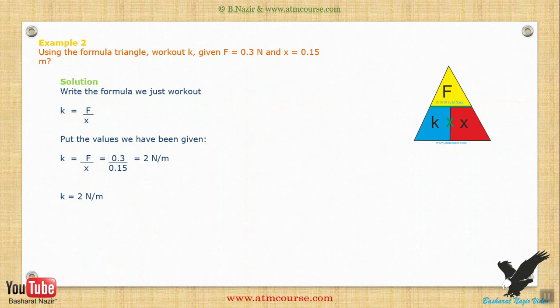Solution. Write the formula we just worked out. Put the values we have been given into the formula. Work out the result. Answer is k equals 2 newtons per meter.